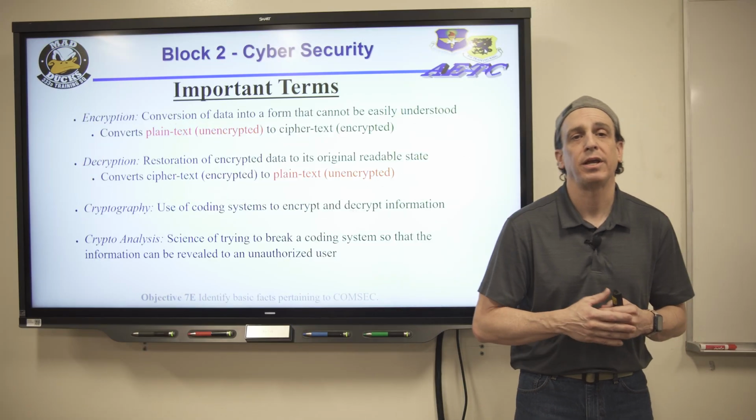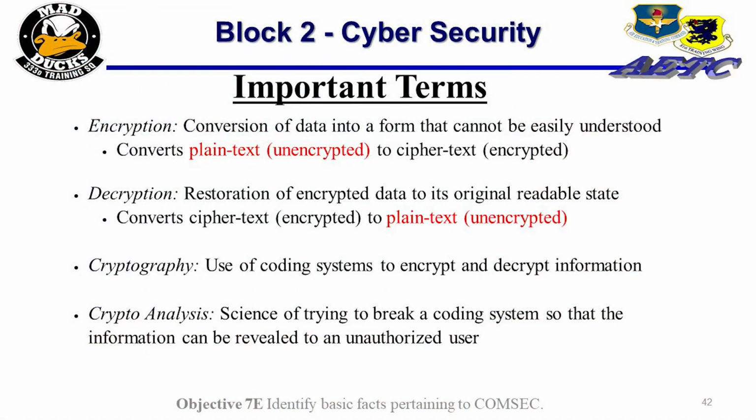So some important terms as they relate to communication security are encryption and decryption. We mentioned encryption earlier. This is the conversion of data into a form that cannot easily be understood. That's converting plain text, unencrypted information, into ciphertext, or encrypted information. I mentioned we can encrypt stuff in storage. Here we're dealing with encrypting and decrypting in transit. Decryption is the reverse of that process. It's the restoration of encrypted data into its original readable state. So I'm converting ciphertext, an encrypted signal, a black signal, into plain text, unencrypted, which is a red signal.